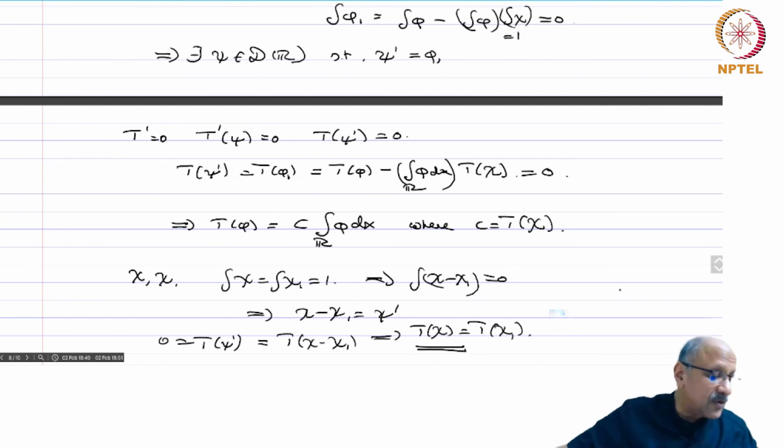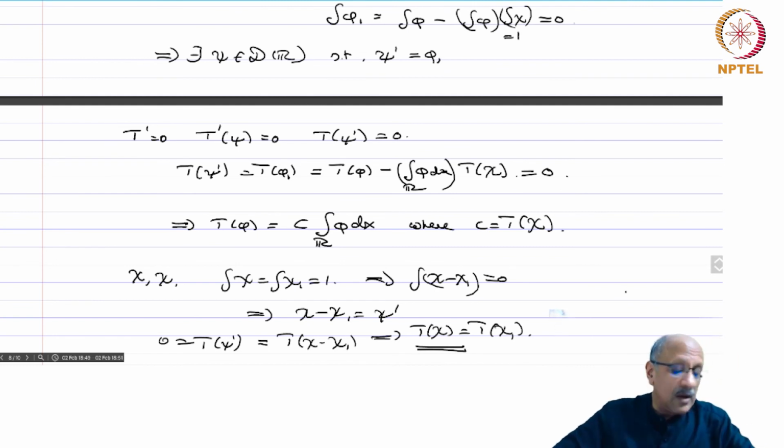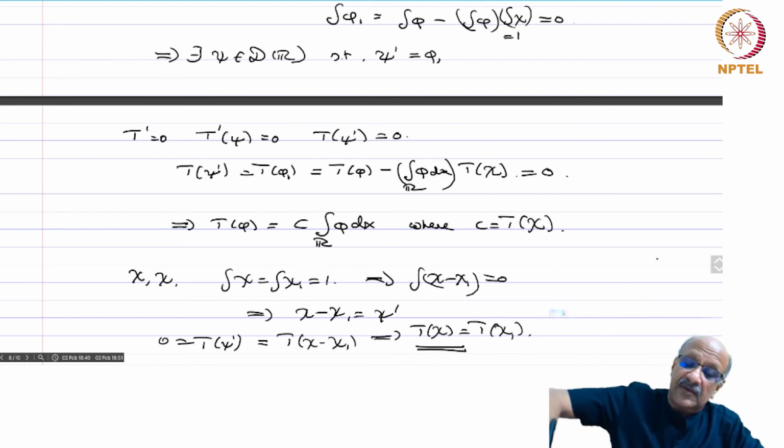Okay, so this is so much about distribution derivatives for the moment. Our next aim would be to define another operation on distributions, which we will see next.